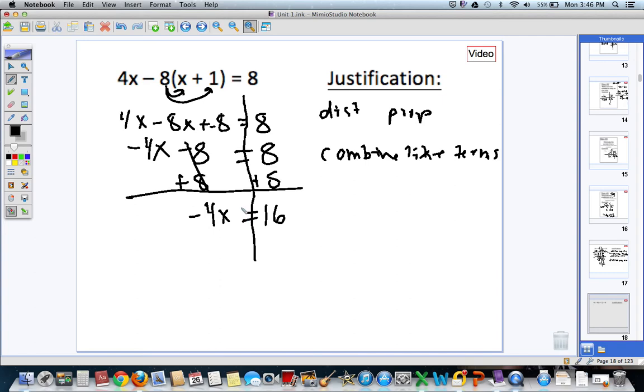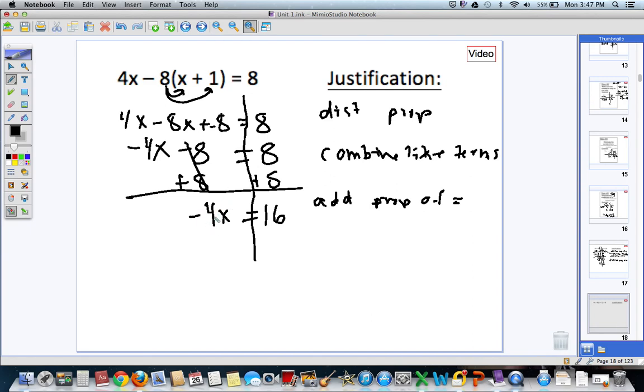So now I want to get rid of my coefficient. The coefficient here is, oh, I need to write my step. One step problem. This is the addition property of equality.